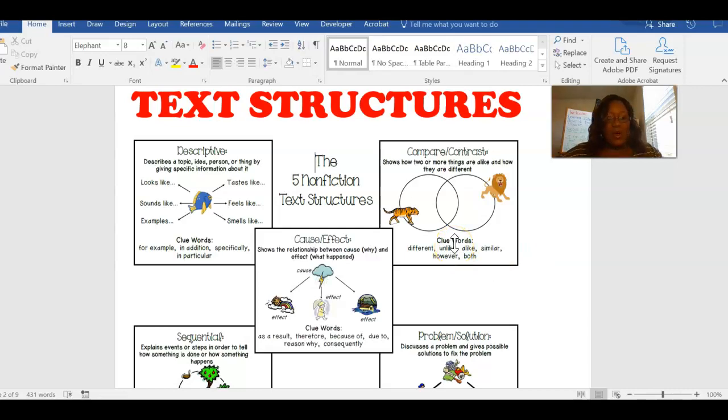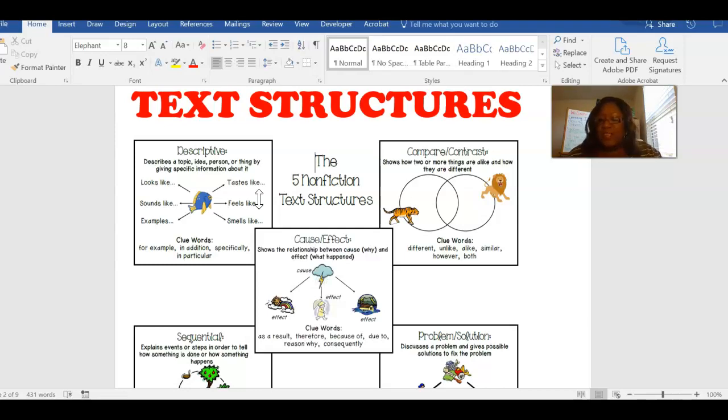As you can see, there are 5 different text structures that we've been learning about this year. One is the descriptive, which describes a topic, idea, person, or thing by giving specific information about it. It discusses what things look like, sound like, taste like, feel like, smell like. Some of the clue words for the descriptive text structure would be in addition, for example, specifically, or in particular.